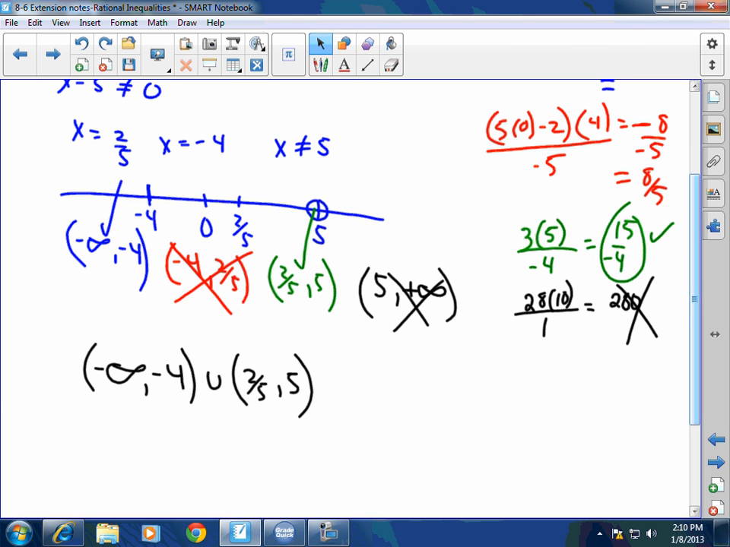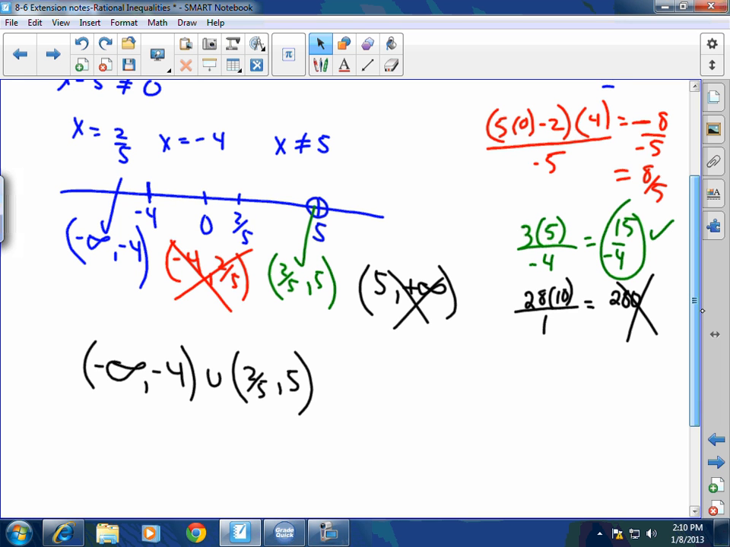Why is it not in bracket, Mr. Morrow? Because the original question was a less than or a greater than, not a less than or equal to or greater than or equal to. Does that make sense, guys, what I just did there? Promise? Yes, sir.